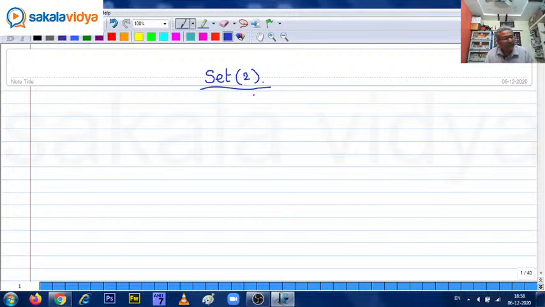Today we are going to discuss trigonometry and set 2 problems. Set 2 problems means the problems based on specific angles, trigonometric ratios of some specific angles we shall discuss.